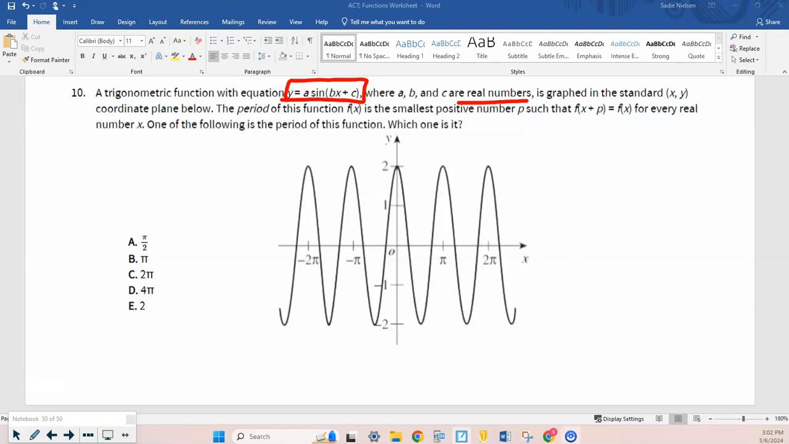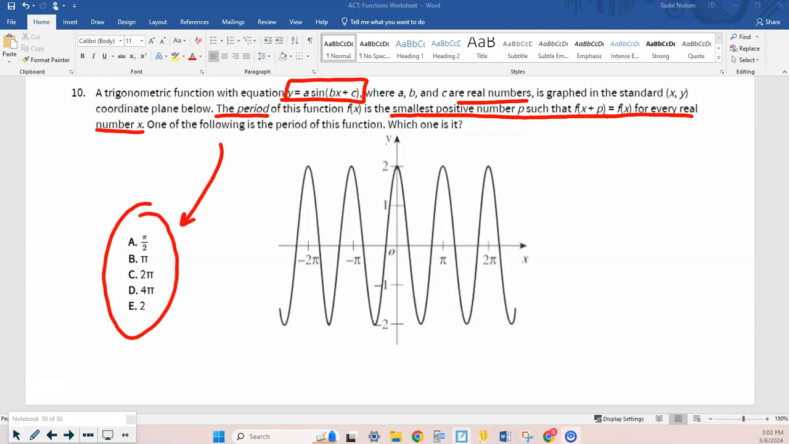or decimals. It says it can be graphed in the standard xy coordinate plane below. The period of this function, f of x, is the smallest positive number p, such that f of x plus p equals f of x for every real number x. One of the following, which means one of these answers right here, is the period of this function. Which one is it?